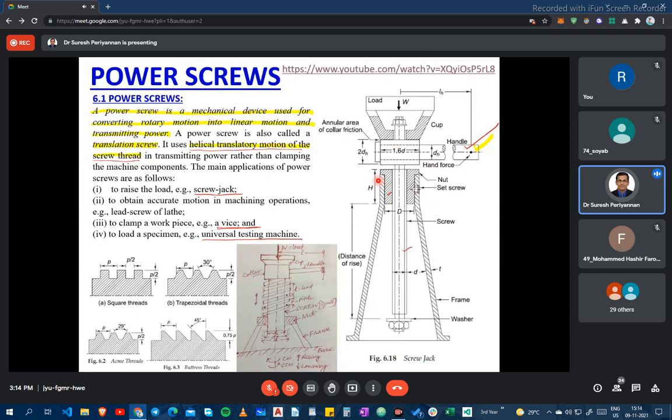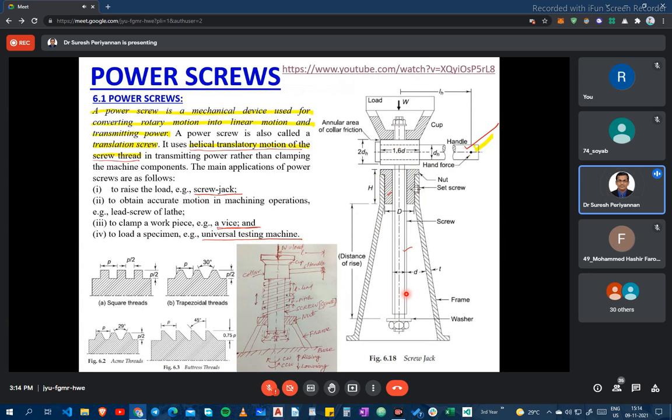In the lathe machine, the lead screw is static, not a moving part. Only the nut is the moving part when the power screw is used in the lathe machine. But in the screw jack, the lead screw has linear motion. The nut is in a constant position. The nut is not a moving part. Only the lead screw moves in the screw jack.